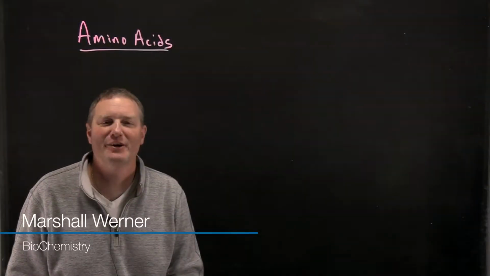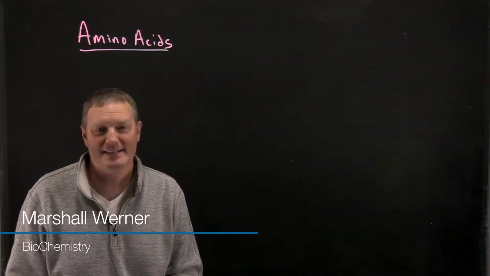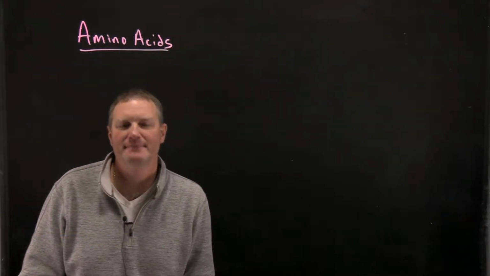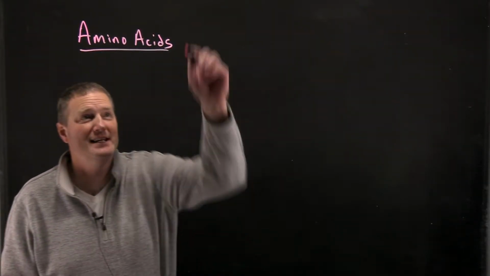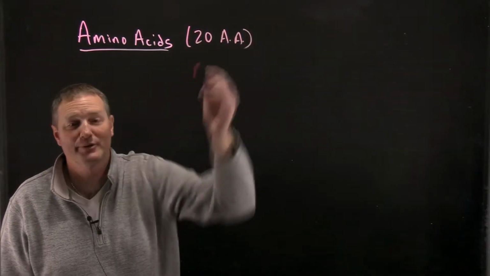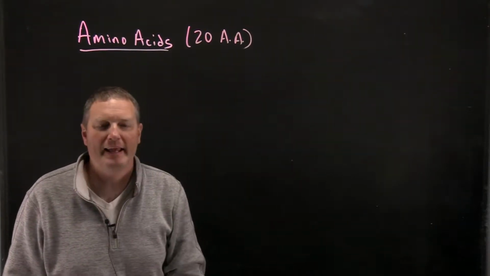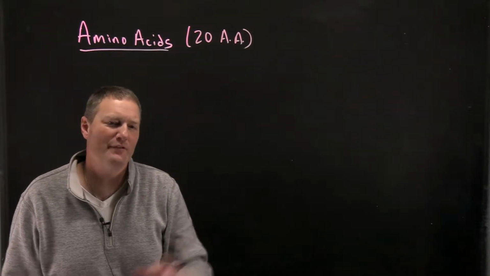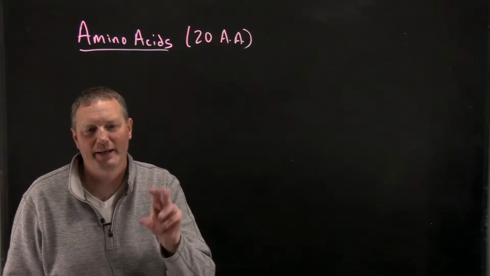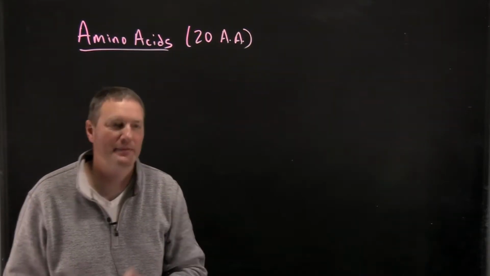Hi everyone, in this video we're going to talk about the amino acids. Amino acids are the building blocks of proteins. There are 20 naturally occurring amino acids. And as we'll see, they're going to have sort of a generalized structure, all 20 different amino acids, but they'll differ in one important respect.